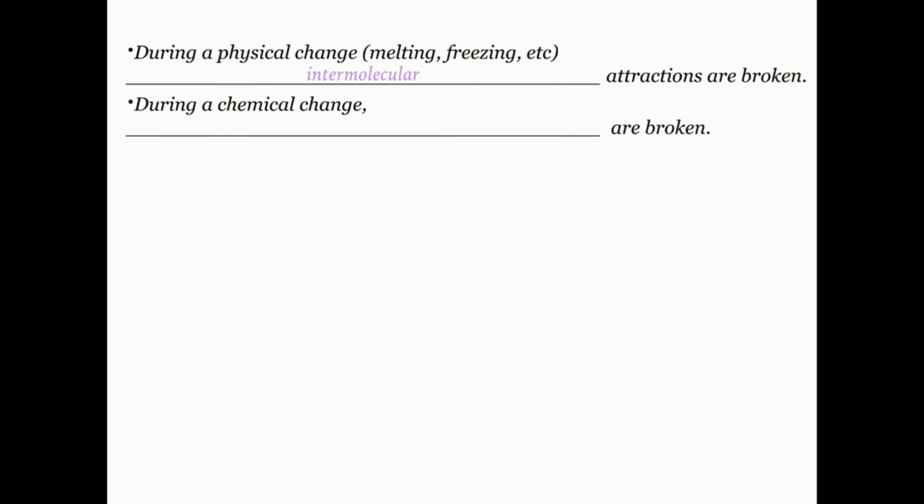When you have a chemical change, when you are changing the identity of the substance, you are actually breaking intramolecular forces. So for example, if I have sodium oxide and it decomposes to form sodium and oxygen, I am breaking the ionic bonds between sodium and oxygen. If I am breaking up water to form hydrogen gas and oxygen gas, those are covalent bonds that I have to break in order to form hydrogen gas and oxygen gas. So you are breaking intramolecular forces.